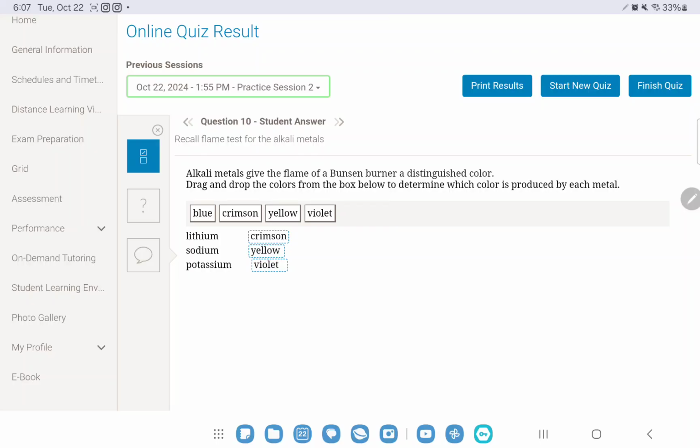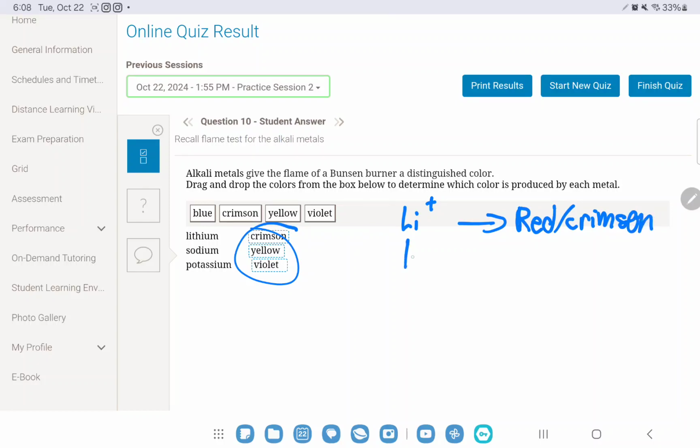Okay, flame test. We need to memorize the colors for the flame test. If you don't, you won't be able to get it. Personally, I would just tell you that these are the colors and memorize them, but I'm going to write down all the colors. Lithium, Li+, is going to be red or crimson. Then you have potassium, K+, is always going to be lilac. Sodium, Na+, is going to be yellow, always.